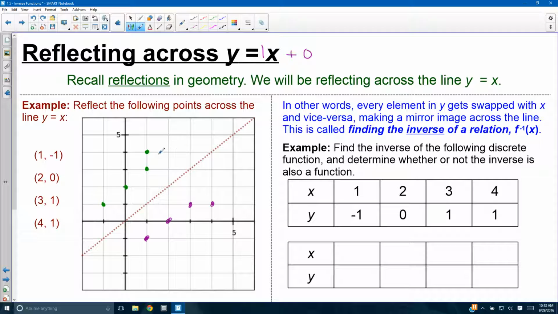That's a small piece of reflecting for you just on a visual sense, and it doesn't always work out that easily. But what you could also do is take a look at what this table here shows us. This is for these points: 1, -1; 2, 0; 3, 1; and 4, 1. Let's take a look at our new points that we just found here. Our new xy value for this is -1, 1. Our new xy value for this is 0, 2. This is 1, 3. And this is 1, 4.